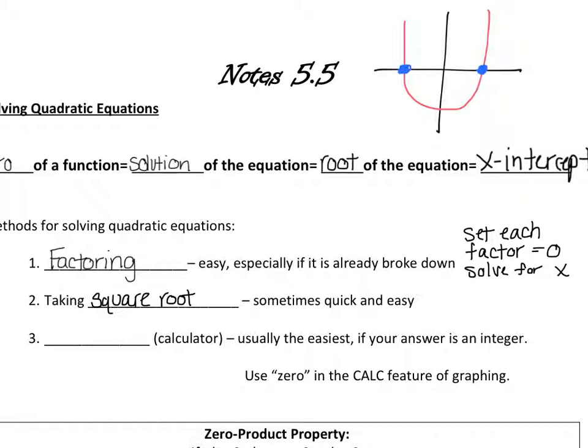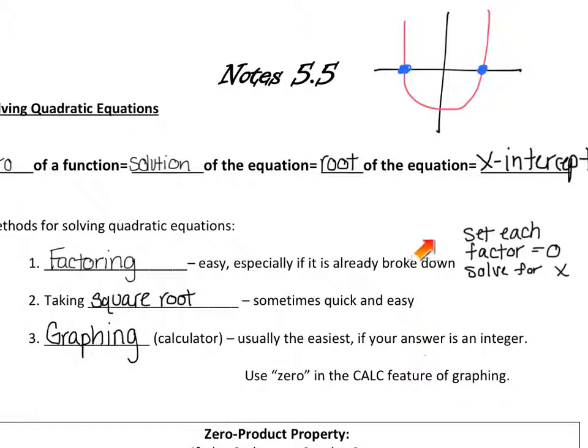The last way is graphing on a calculator. This is usually the easiest, especially if your answer is an integer, like if you can see obviously on the graph that it goes through the x-axis at 1 and 2 or something. If it's pretty obvious, then that's pretty easy. But your calculator can also get really specific if it's decimals or something, and you use the 0 function that's in the calculator. I will show that to you. We'll write down how to get there and everything. That's on the back of the notes.